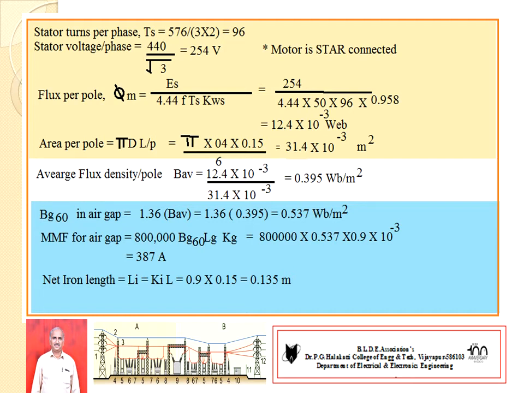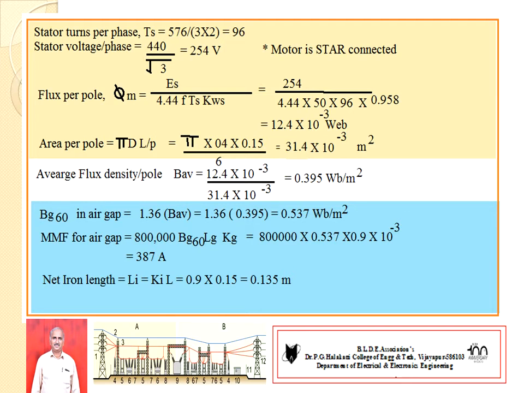Then you observe the stator winding connection. It is star connected. Hence phase voltage is line voltage divided by root 3. You are going to get around 254 volts. Then by using the usual formula of ES or EP, go for flux per pole. Go for flux per pole calculation. We are going to get around 12.4 into 10 to the power of minus 3 Webers.